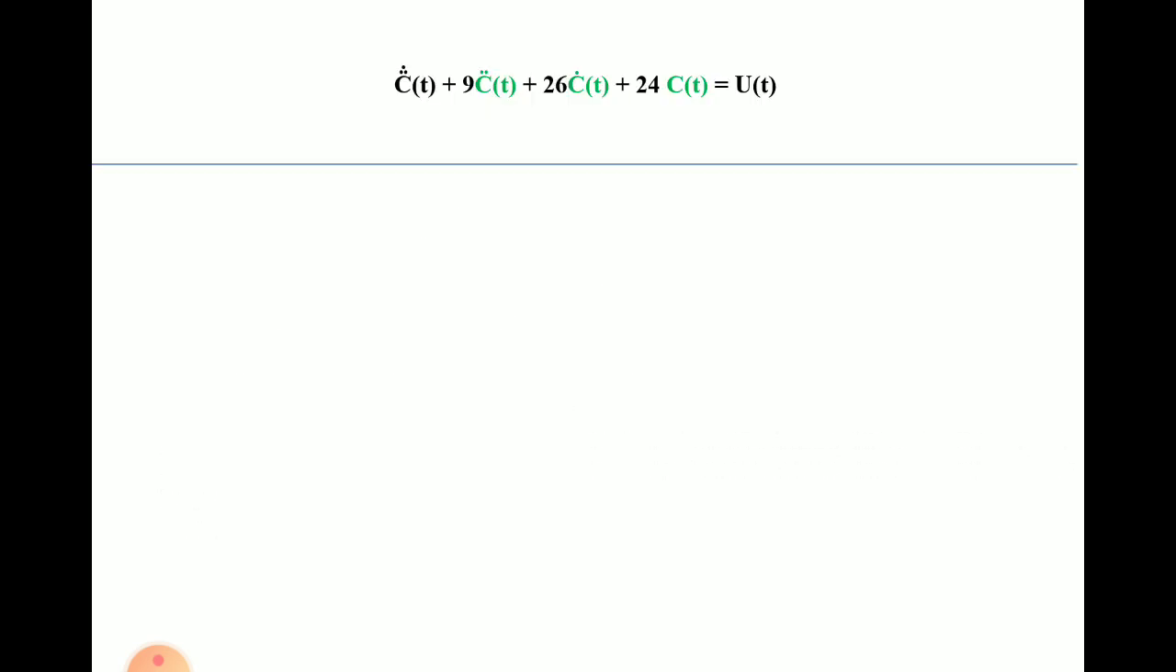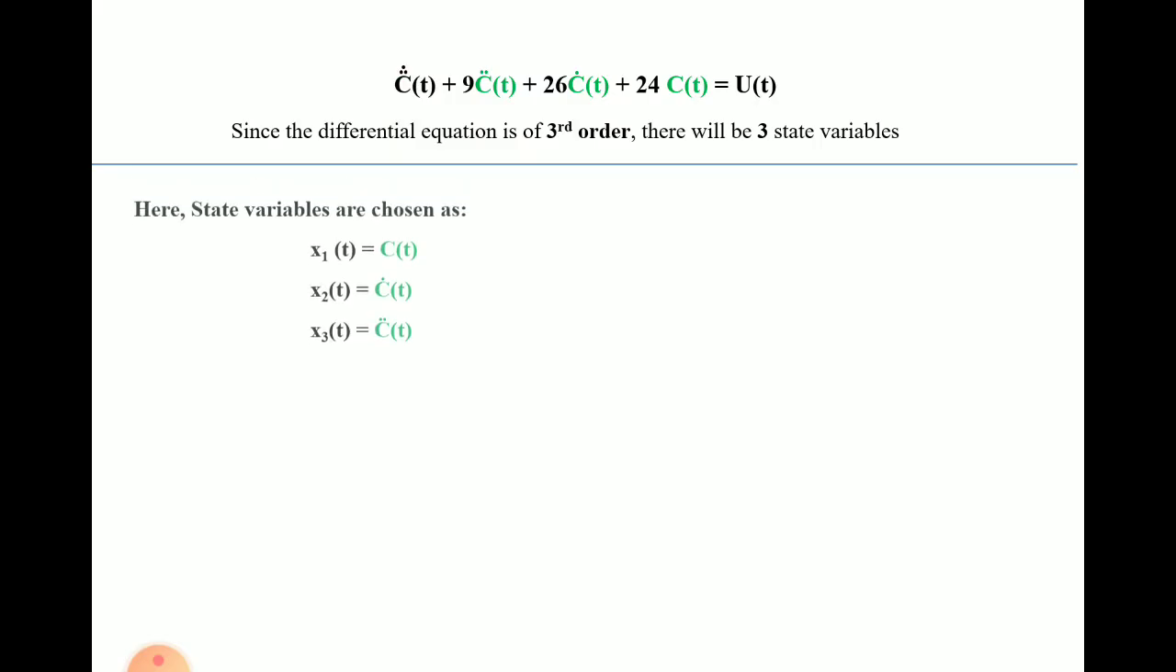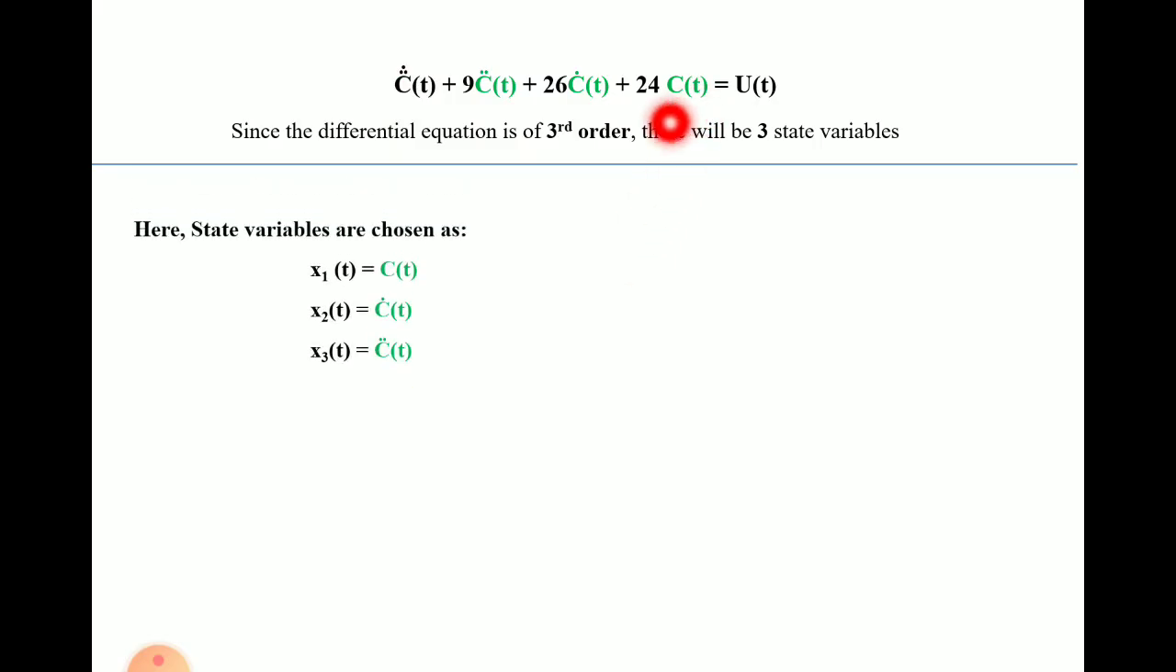Now this is the differential equation which we have arrived at for the given transfer function. Now you already know, if you have a differential equation, how to develop a state model. So we will follow the same procedure. Here we have c triple dot of t, so the highest order is 3, so we will have 3 state variables. Those state variables are c of t, c dot of t, and c double dot of t. x1 of t is c of t, x2 of t is c dot of t, and x3 of t is c double dot of t.